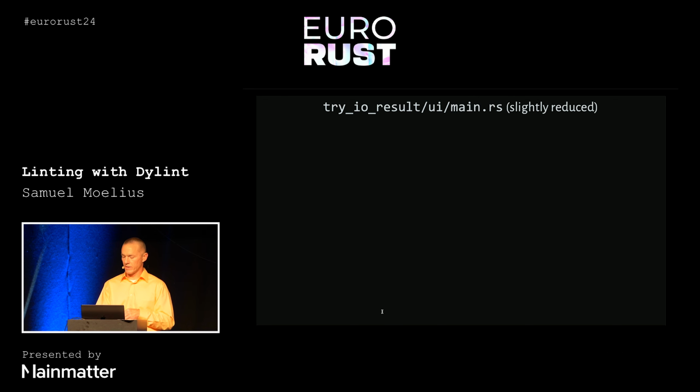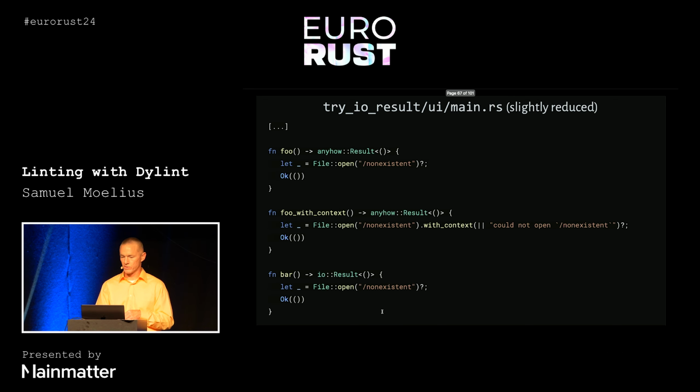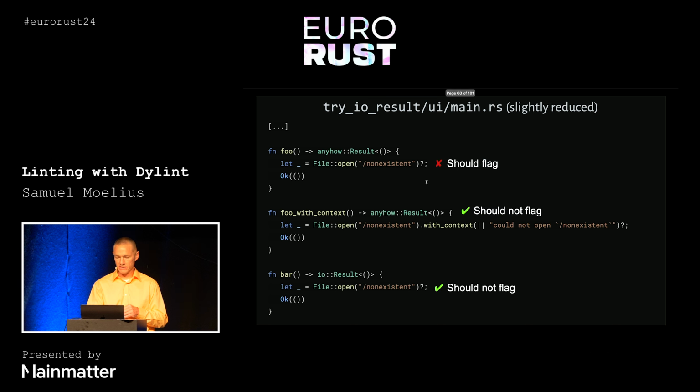Okay, so here is a slightly reduced form of the source code for the single example that is within the try-result package. You'll notice this first example here is exactly the function foo I showed you earlier, the problematic case. The second one is the fixed case, so we would not want our lint to flag this case. And then the third case is yet another one we would not want to flag. Let me explain why.